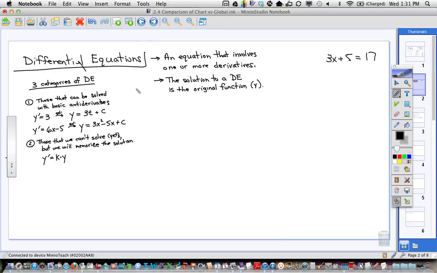But if we have y's in there, if we have the output variable in there, that's weird. We haven't seen something like that before. But this is a very famous differential equation. Let's think about what it's saying. Let's say in this case y was money, dollars, that we put in the bank for a number of years.